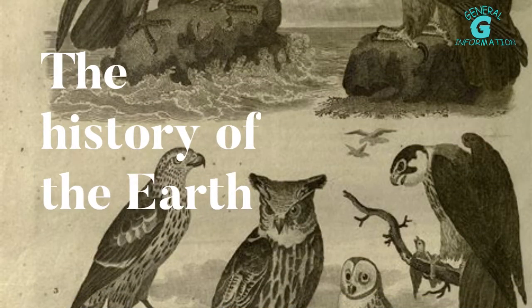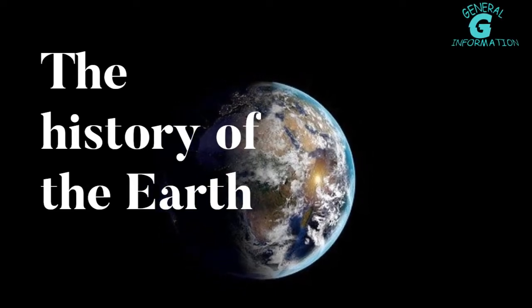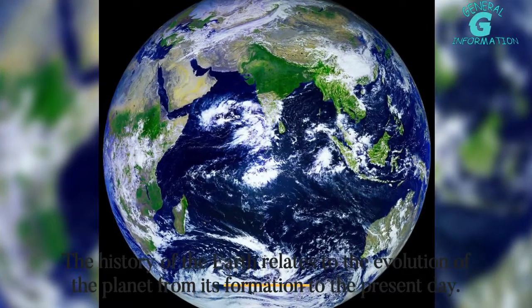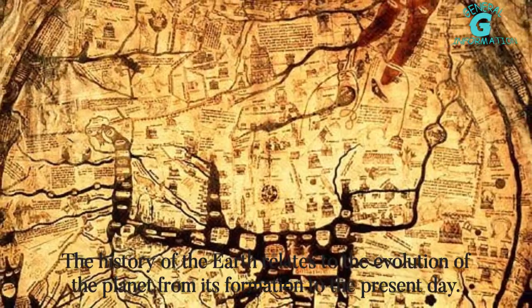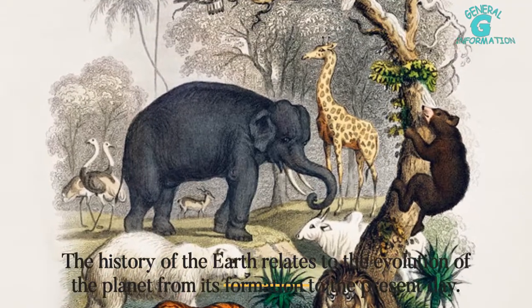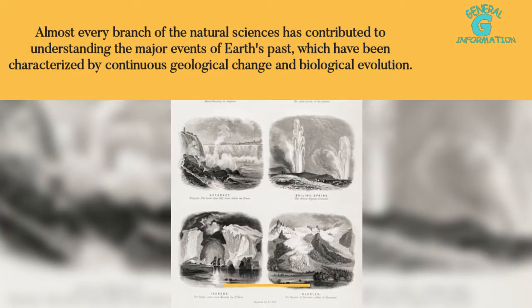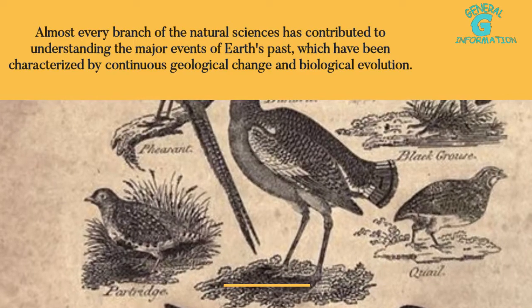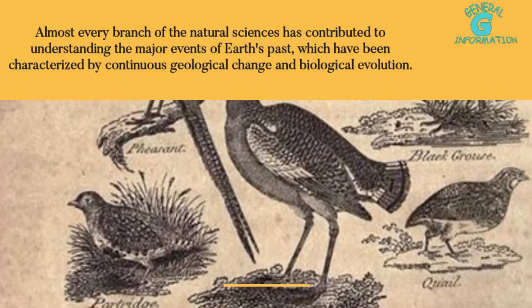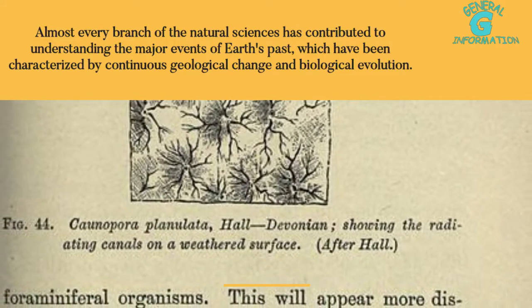The history of the Earth. The history of the Earth relates to the evolution of the planet from its formation to the present day. Almost every branch of the natural sciences has contributed to understanding the major events of Earth's past, which have been characterized by continuous geological change and biological evolution.